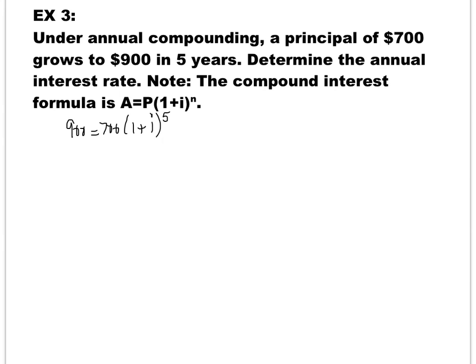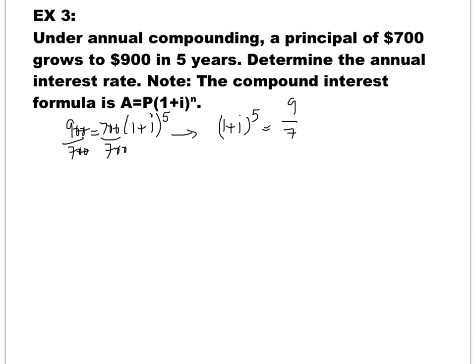First of all, this is not a linear equation because the exponent of I is going to be 5, which is not 1. So I have to solve this one by isolating I. To isolate I, I'm going to divide both sides by 700. So I get (1 plus I) exponent 5 is 900 over 700. But I can just cross out the two zeros, I get 9 over 7.